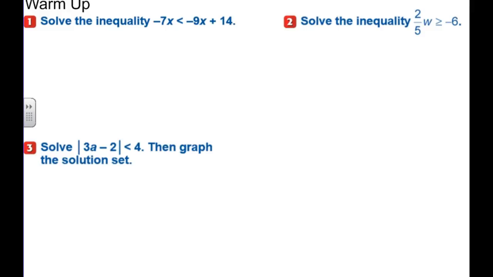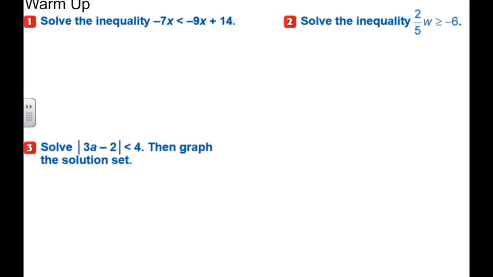And we're going to look at number 1 first. We have an inequality, negative 7x is less than negative 9x plus 14. This is solved just like a linear equation if there were an equal sign. Inequalities are solved just like equations, except when you have to either multiply or divide by a negative number. Recall that you would have to switch the sign. You'd have to flip the sign. And that only happens if you have to multiply or divide by a negative number.